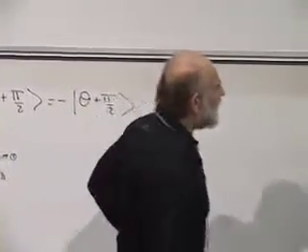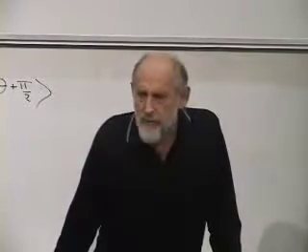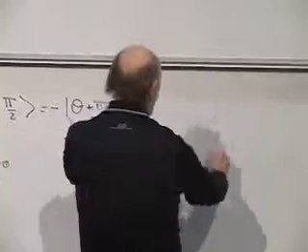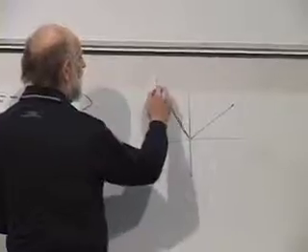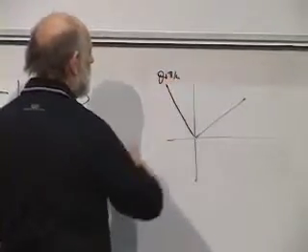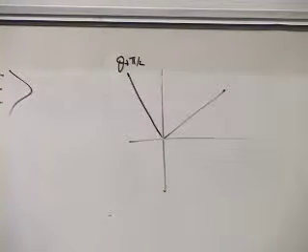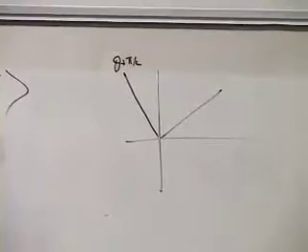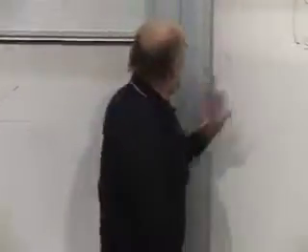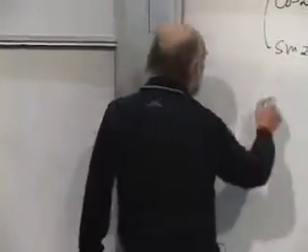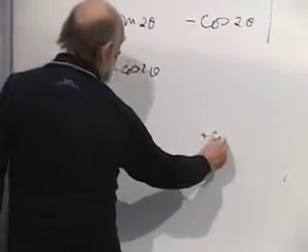If this is theta, what's the cosine of twice theta? Here's theta. Here's theta plus pi over 2. And where is twice that angle? Minus cosine 2 theta, right? So if we rotate by 90 degrees, this becomes minus cosine 2 theta. This one will become plus cosine 2 theta.